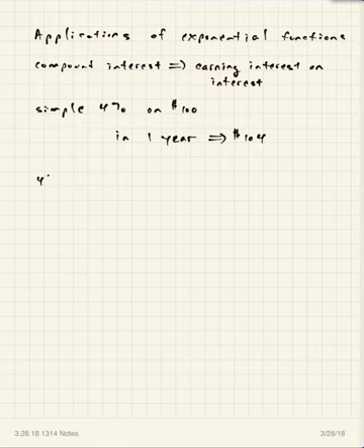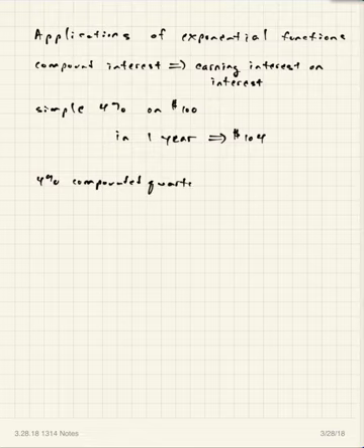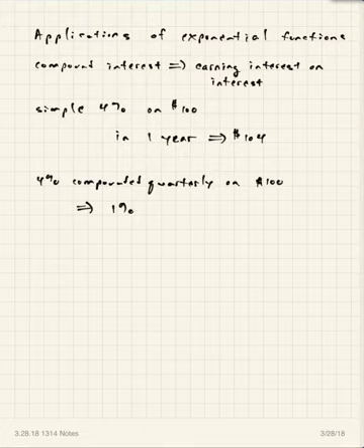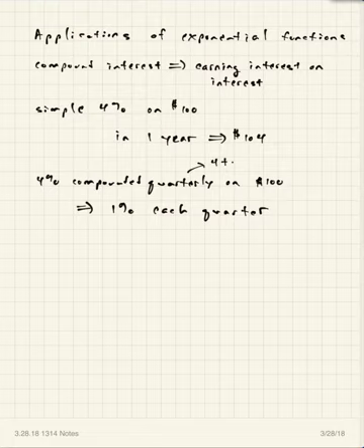But now, if you have 4% compounded quarterly on $100, first of all, they pay you 1% each quarter. Not 4% each quarter, but 1% each quarter. So compounded quarterly means 4 times per year. Interest is compounded 4 times per year. What they do is they take the interest rate and divide it by the number of times you're compounding. So 4 times a year, 4% divided by 4 is 1%. So they pay 1% each quarter.